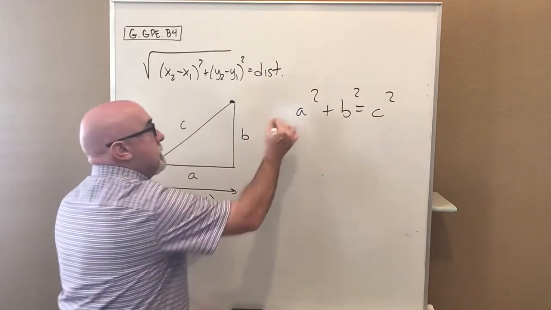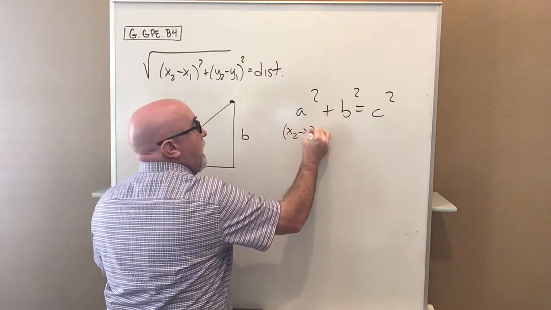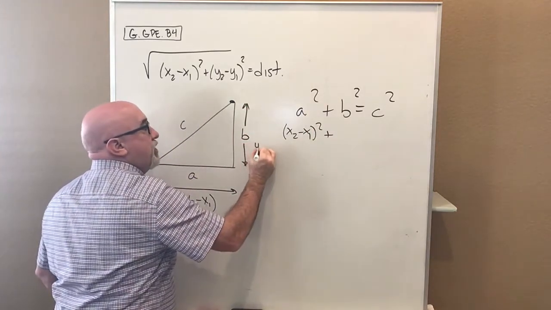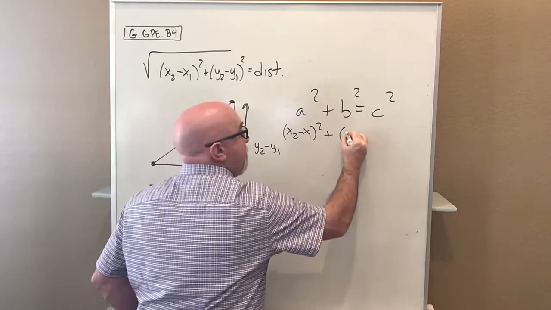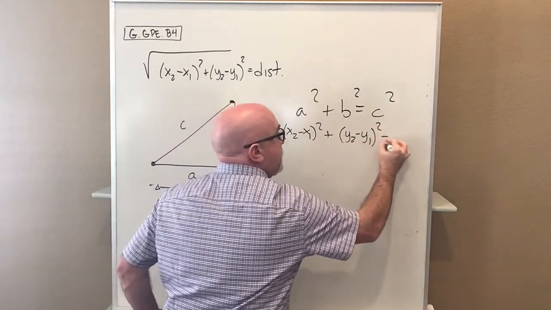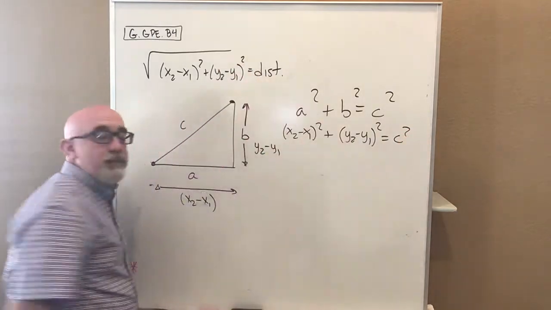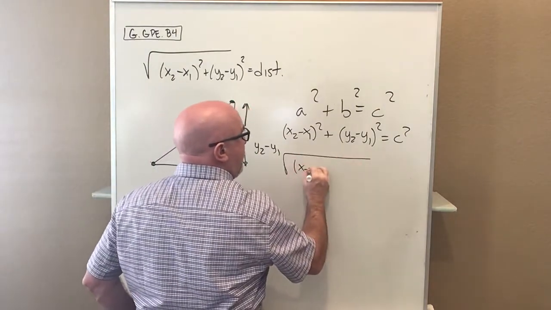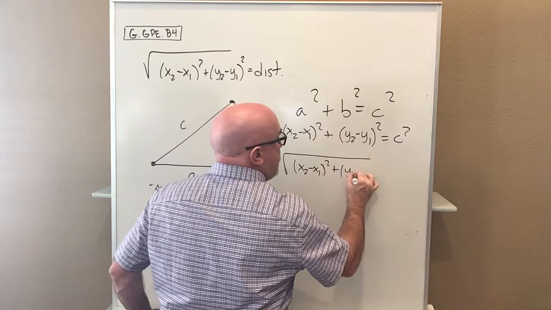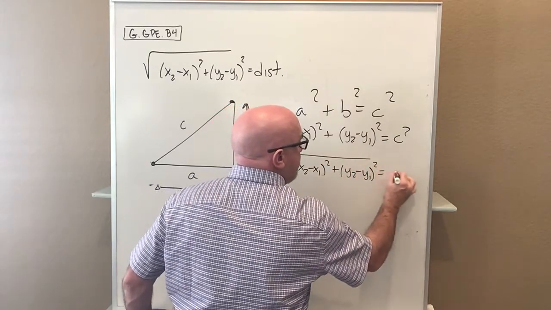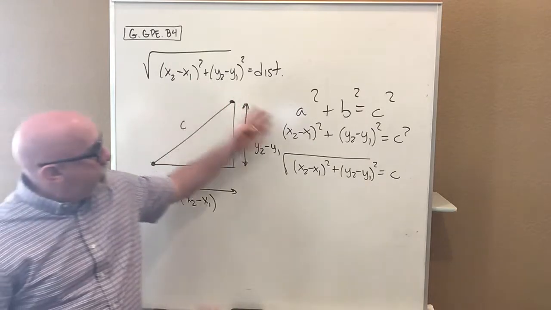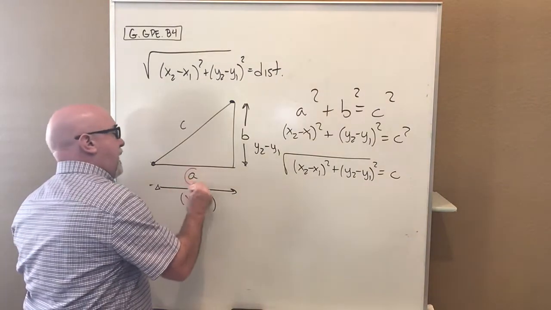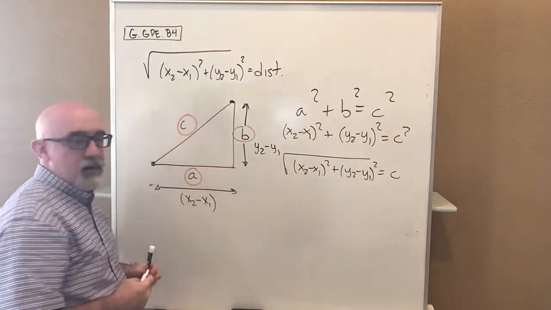So A really is the difference in your x values. Well, how would you find out what B is? Well, it would be the change in your y values. Do you see the formula starting to appear? Do you see how they're kind of similar? And if I take the square root of both sides, I get our beautiful formula. So there is the distance formula, and basically it is generated by a squared plus b squared equals c squared.